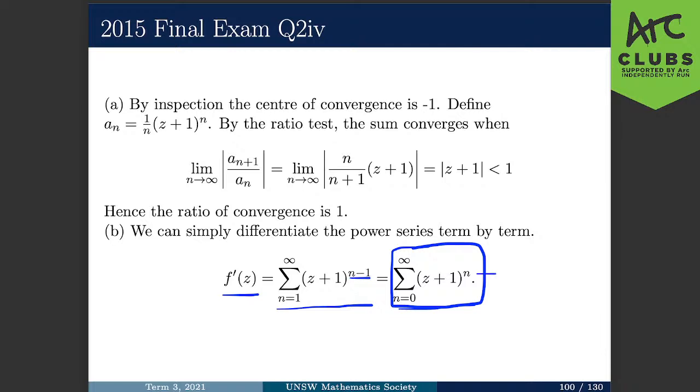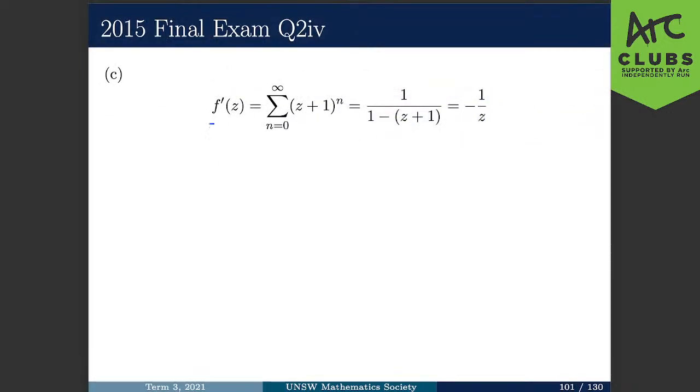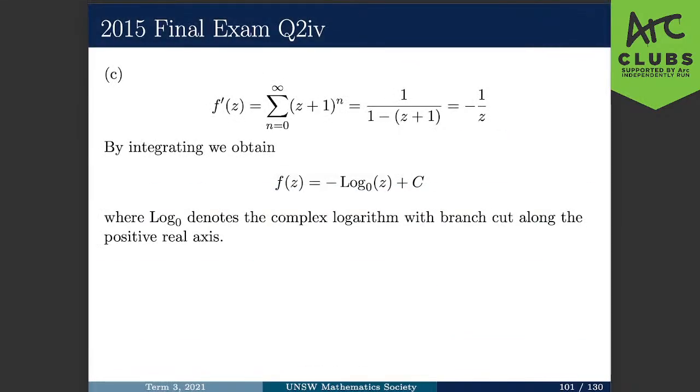Because this is simply 1 over 1 minus (z plus 1). Once again, this is just a geometric series, so I can sum it up, and I get this very nice expression for it. So actually f'(z) is -1 over z. But that means that now we can just integrate both sides. If I integrate f'(z), I will get f(z). If I integrate -1 over z, I will get negative log of z.